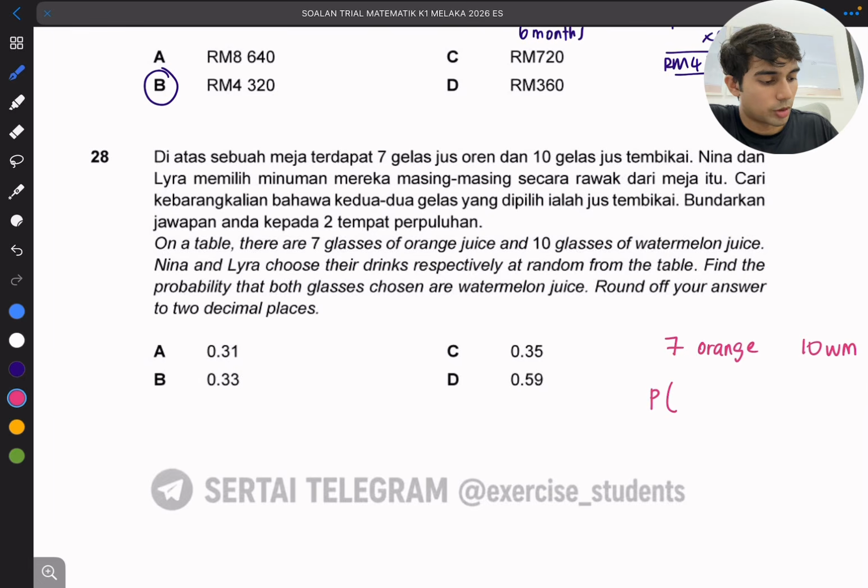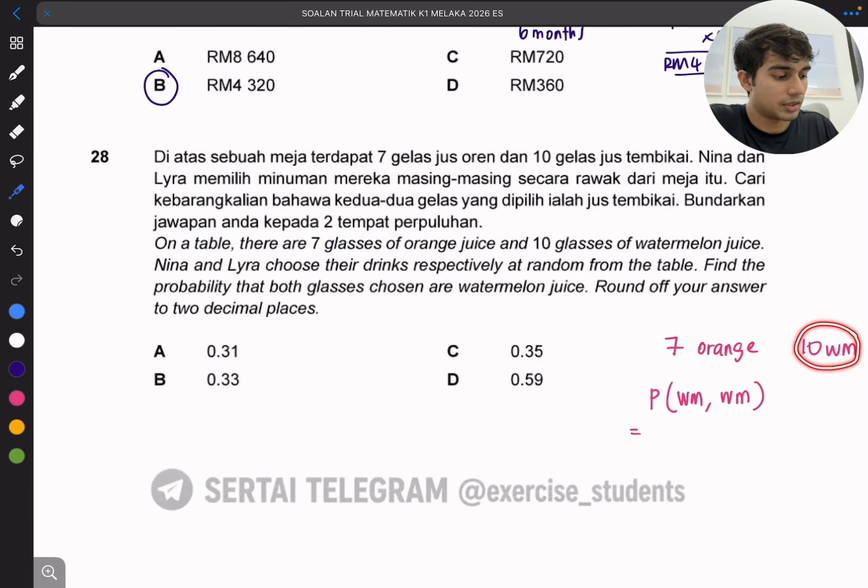So you want to find the probability of choosing watermelon and again watermelon. So let's find the probability of choosing the first watermelon juice. We have 10 out of 17. Total we have 17 glasses. Number of watermelon juice is 10. So 10 out of 17. Now we already chose one watermelon juice. Remaining only got 9 watermelon juice. So the probability of choosing the next one is 9 out of 16, because now the total juices left will be 16.